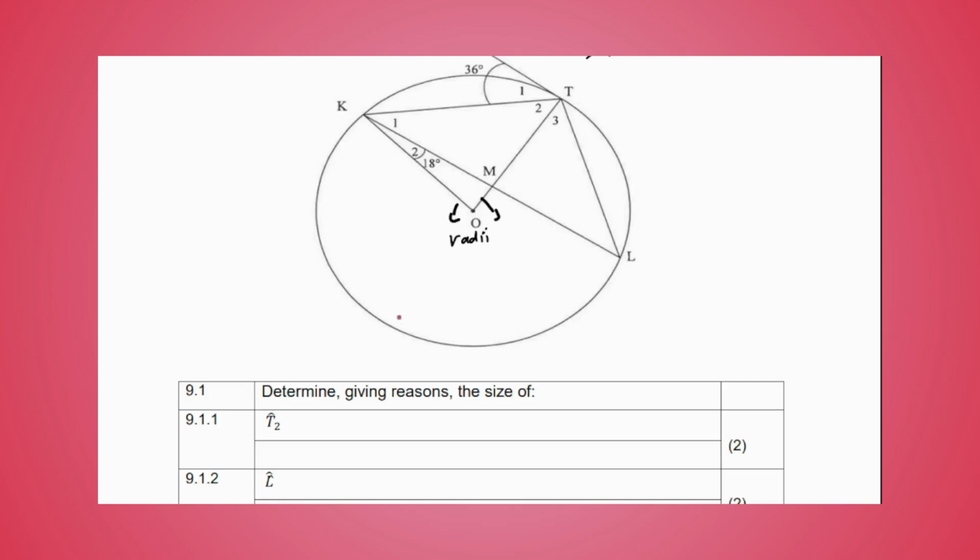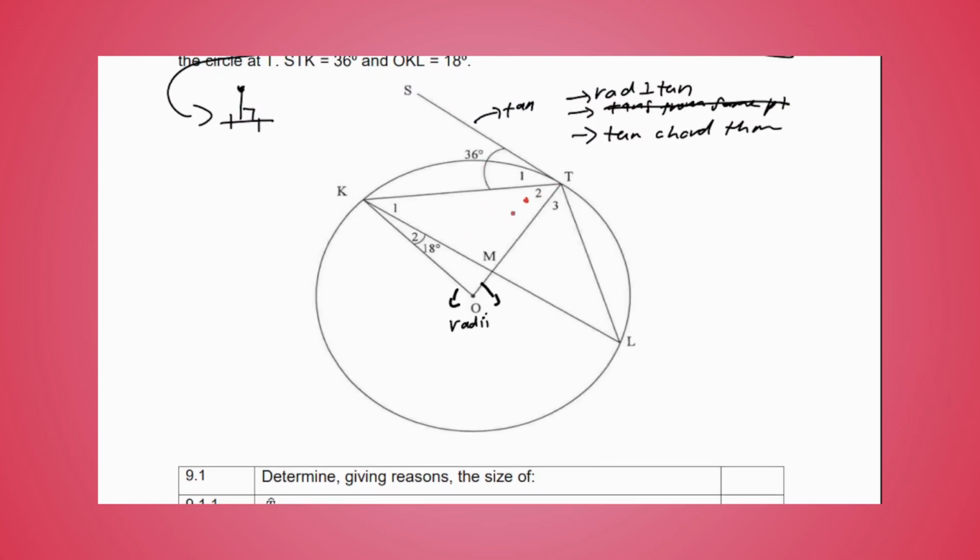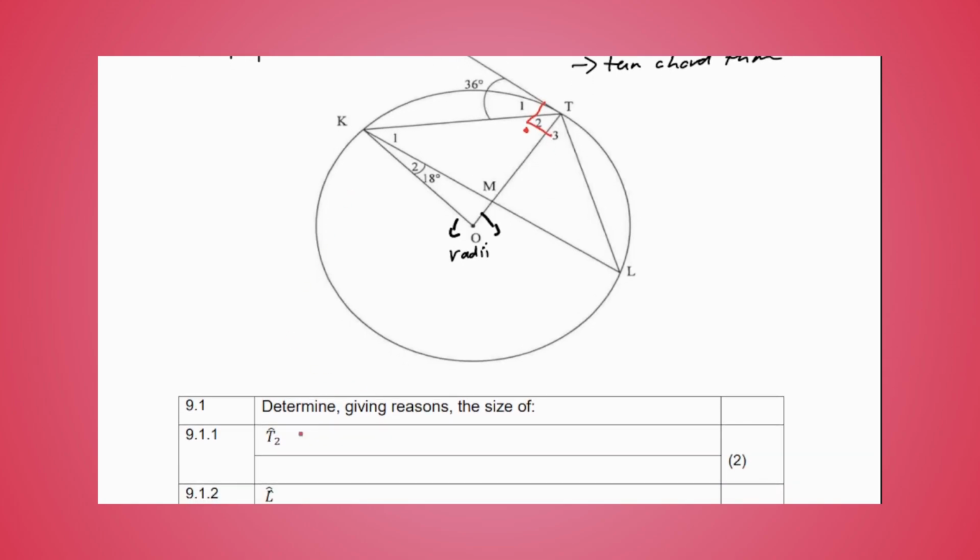Okay, then let's go look. They want to know the size of T2, which is this angle over here. So now firstly, the first thing you should be thinking of is that earlier we said radii should be letting you think of something. And we have a tangent, and actually that's where the radii and the tangent meet. So obviously this is perpendicular. So then T2 would be 90 minus that 36 degrees you have over there, which is 54, and your reason would be tan perpendicular to radii.